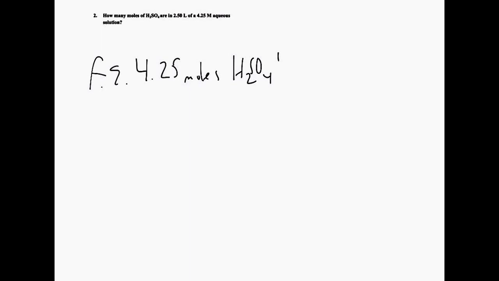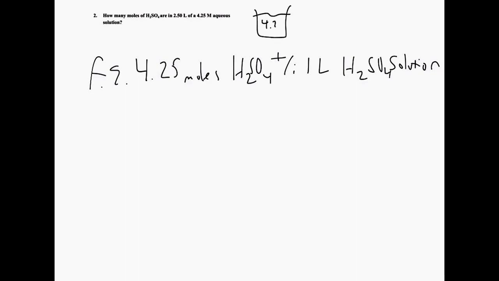Well, remember that the 4.25 molar means for every 4.25 moles of H2SO4, there is 1 liter of H2SO4 solution. That's what that means. So that means that if we had 1 liter of solution, there would be 4.25 moles in it. Right? 1 liter. So now they're saying, what if I had 2.5 liters? Well, would we have more moles or less moles?